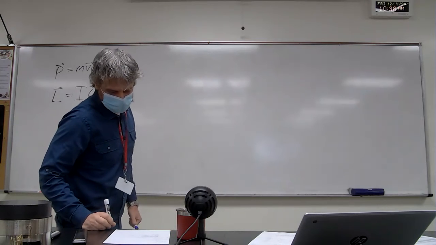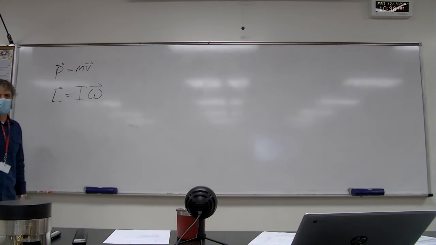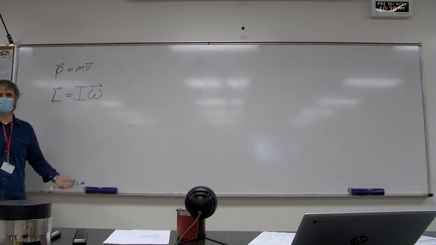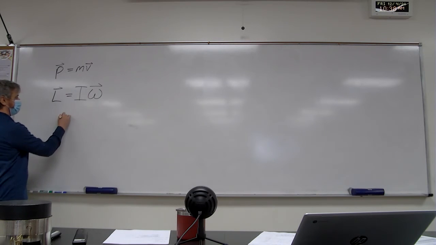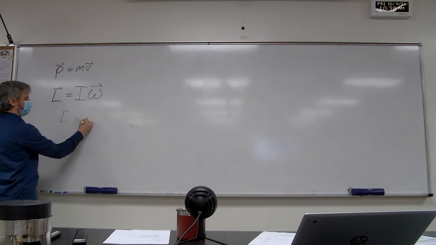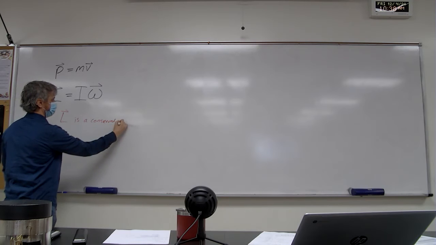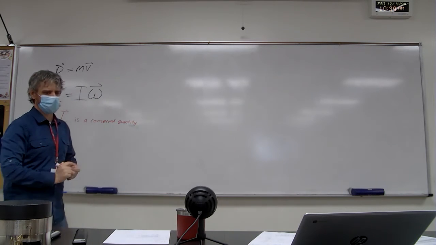Okay. So, got rotating objects. If you know the rotational inertia, which we've been dealing with for a while, and the angular velocity, which we've been dealing with for a while, then it's not a big stretch to be able to calculate the angular momentum. Again, angular momentum is a conserved quantity.